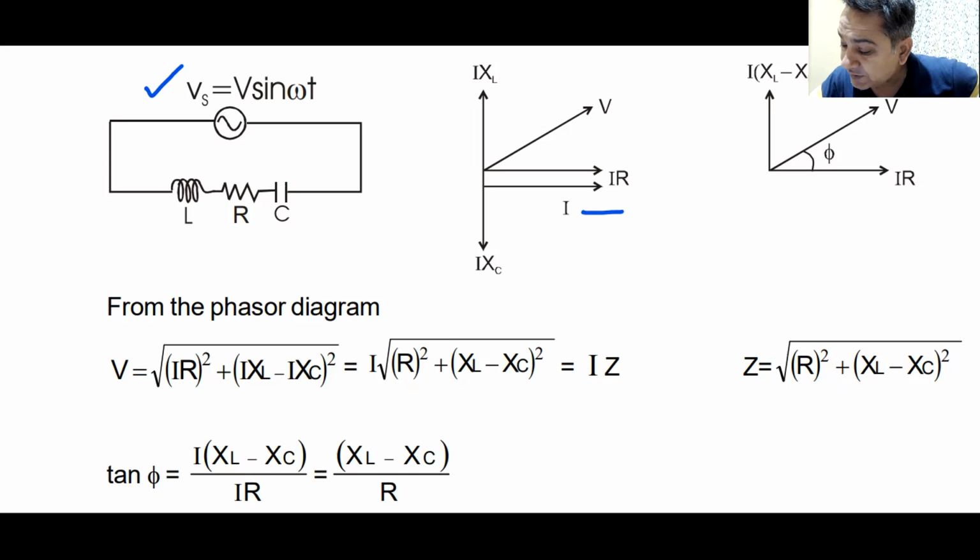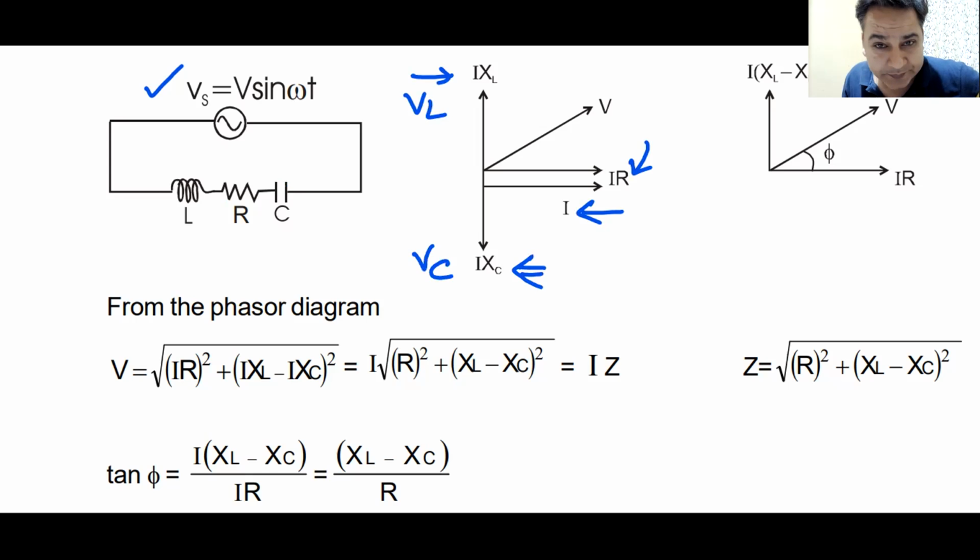So this is my current. This is the voltage across the resistor. It is in the same phase. This is the voltage VL across the inductor, 90 degrees ahead. This is the voltage across the capacitor, 90 degrees behind.